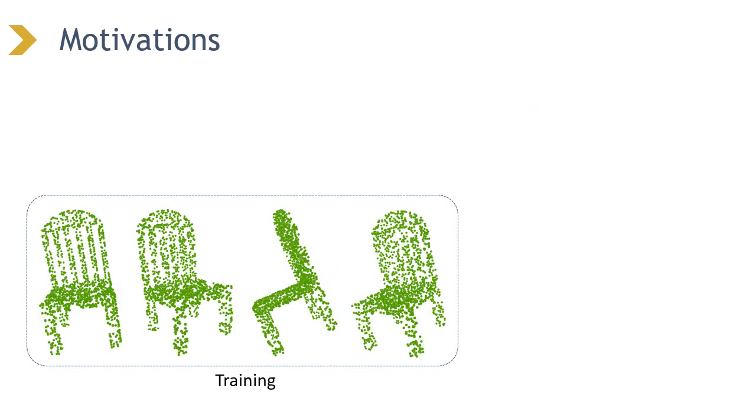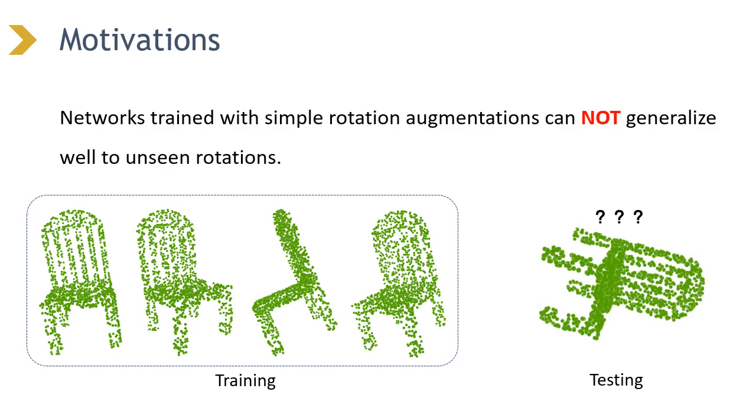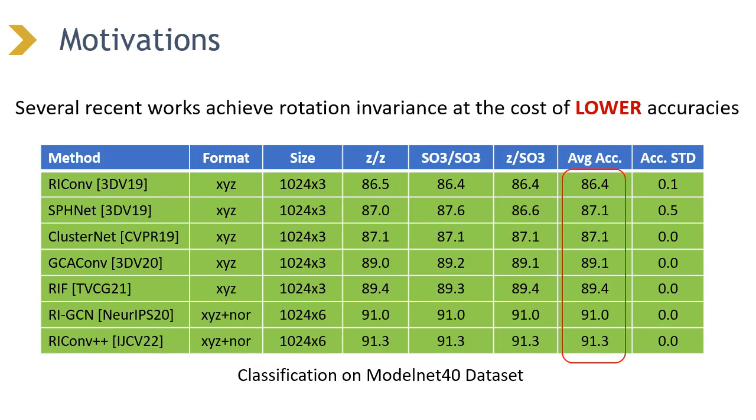To resolve this problem, a remedy is to augment the data. That is, different poses of the models are added during the training procedure. In this way, the network can see many poses. However, networks trained with simple rotation augmentations cannot generalize well to unseen rotations. A few recent convolutions achieve rotation invariance at the cost of lower accuracies. From this table, we can see that the accuracies of current rotation invariant methods on classification range from 86 to 91, while state-of-the-art non-rotation invariant methods can achieve accuracy above 93.